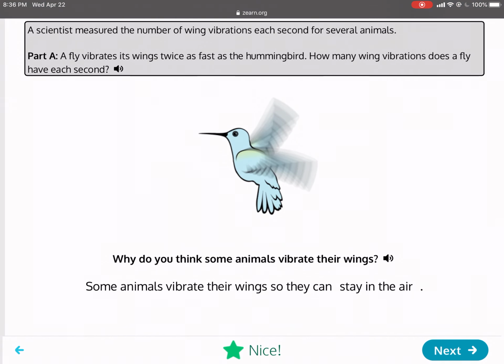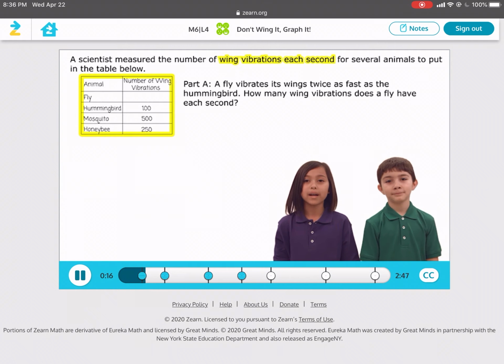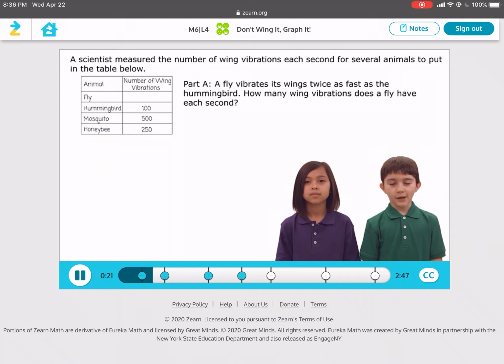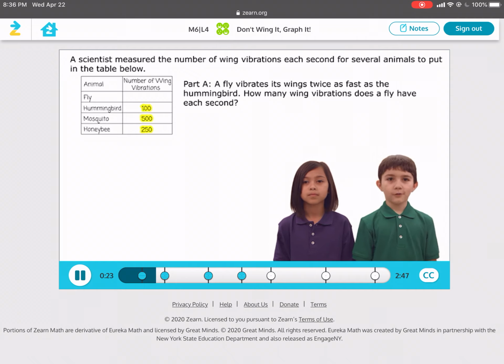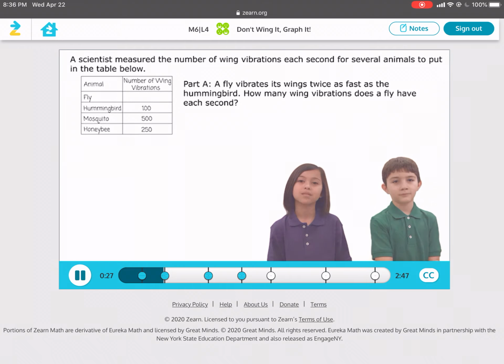We are learning in this table that some animals vibrate their wings so they can stay in the air. The scientists measured wing vibrations per second. A second is a short amount of time, so that means they're vibrating very fast. They need to vibrate their wings so they can fly or they'll fall.